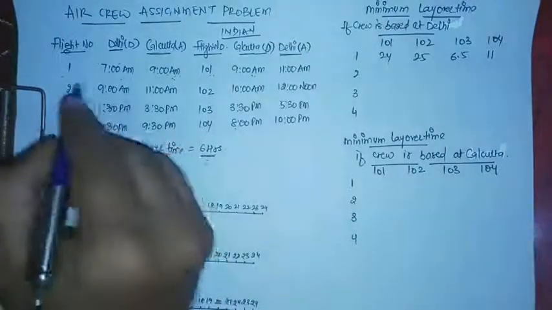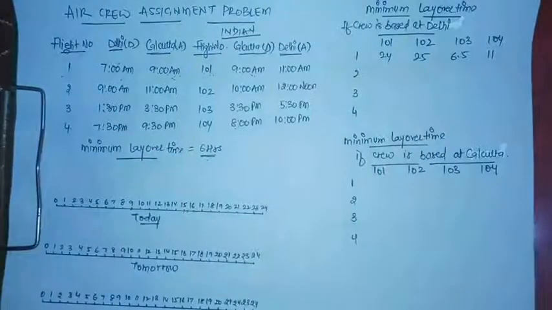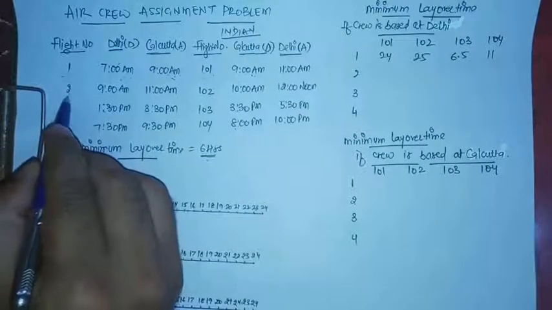Now every option for flight number 1 has been written here. Then what will be the minimum layover time for flight number 1's crew member if they are arriving in flight 101, if flight 102, if flight number 103, if in flight number 104. In the same way, we are going to write about flight number 2.